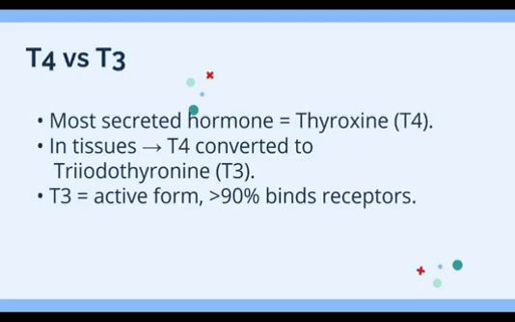The most secreted hormone is T4, thyroxine. In tissues, T4, thyroxine, is converted to T3, triiodothyronine. But T3 is the active form, and more than 90% of T3 binds to receptors.